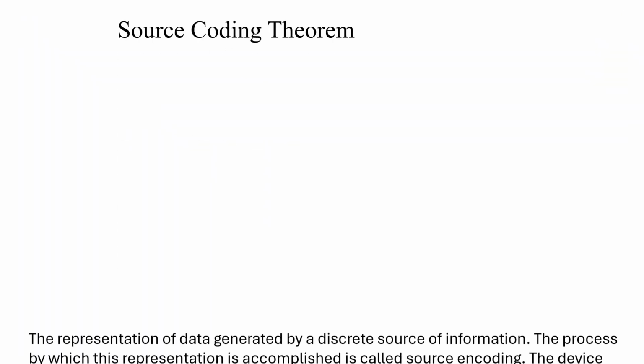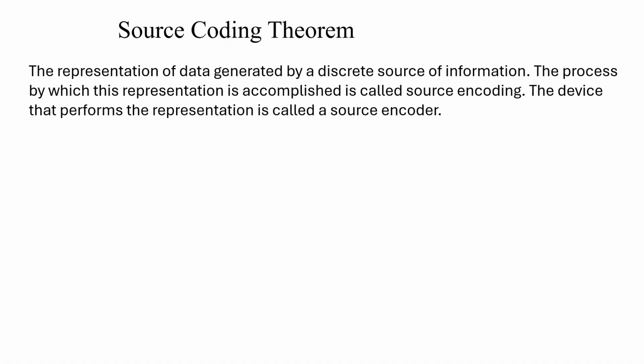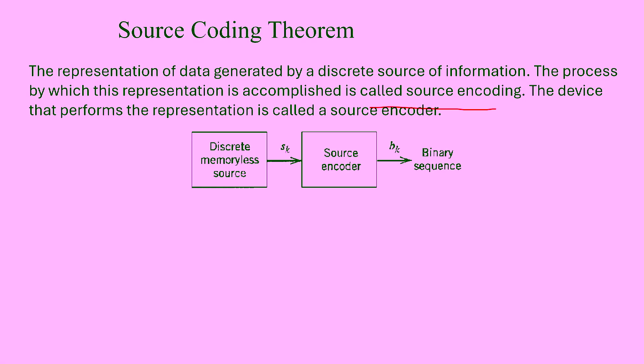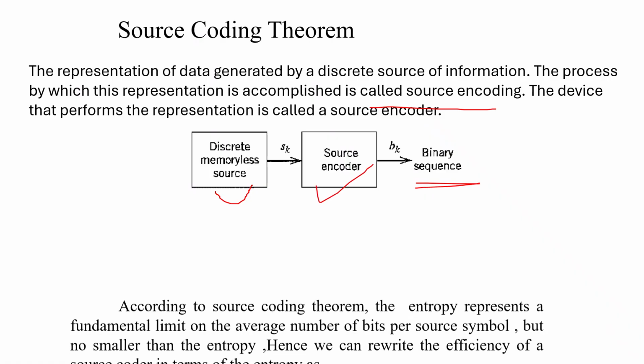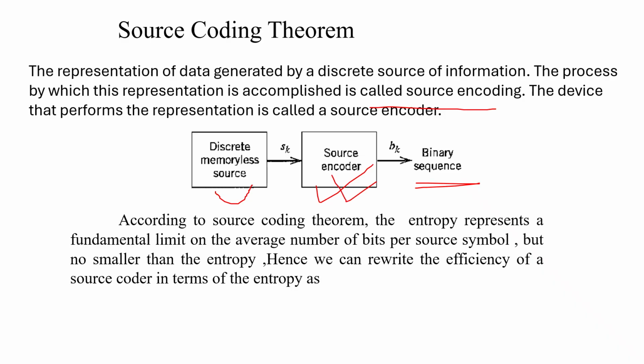Okay, so source coding techniques. We are going to take some examples related to the source coding technique. Here is the representation of data generated by a discrete source of information. The process by which the representation is accomplished is called source coding, right? So a discrete memoryless source is there, then the source encoder, and then finally the binary sequence that we are going to send. In the source encoder, we have different types of techniques. As for example, we can have Huffman and Shannon-Fano, so we will look into that.